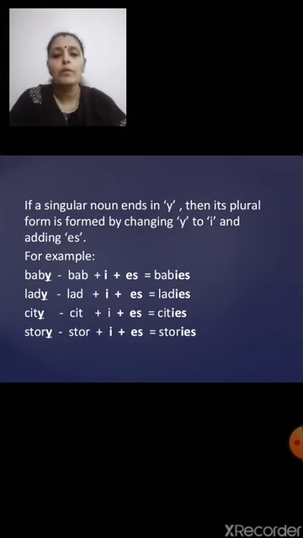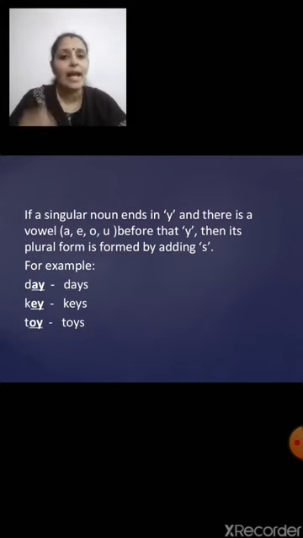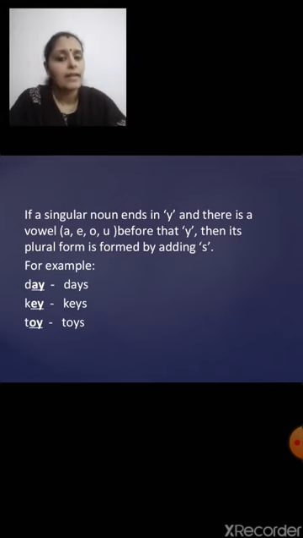B-A-B-Y. So, before Y, there is B. Is it a vowel? No. L-A-D-Y. Before Y, there is D. Is it a vowel? No. C-I-T-Y. Before Y, we have T. Is it a vowel? No. S-T-O-R-Y. Before Y, we have R. Is it a vowel? No. All these are consonants. So, we are removing Y, adding I over there. But here, if we have a vowel before Y, then we don't have to add I-E-S. We will be just adding S to the noun.